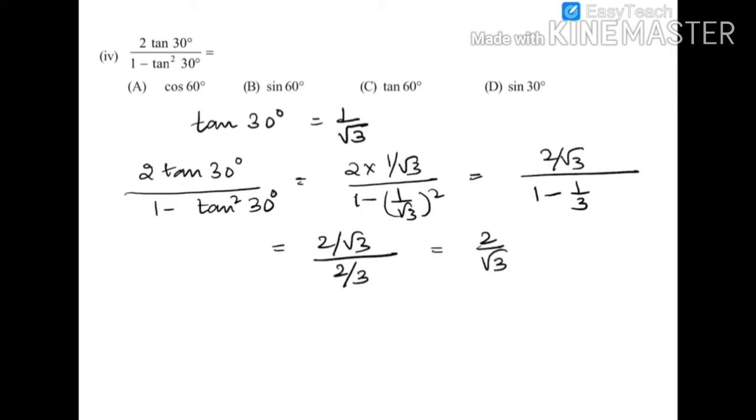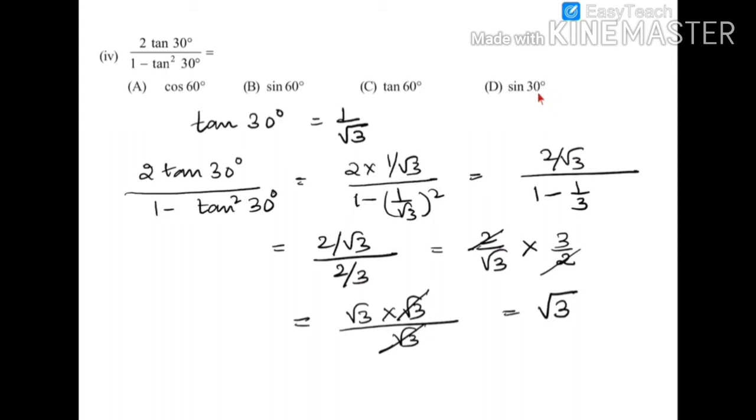So we will write the next step as 2 upon root 3 into 3 upon 2. Take the reciprocal of denominator. 2 and 2 get cancelled, and we will write 3 as root 3 into root 3. So we are left with root 3. So which of these options will have value root 3?